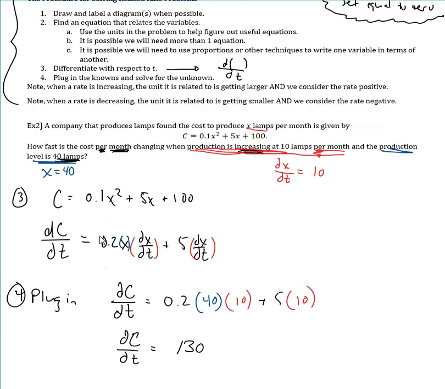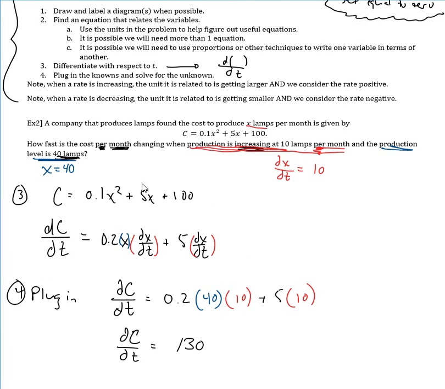But let's make sure we understand what it represents. It's saying how fast the cost per month is changing when production is increasing. Let's make a note: when it says increasing, we know this should stay positive. So this dx/dt should be positive. If it said decreasing, we would make it negative. Increasing means this is positive, decreasing means the rate is negative. It's marked up above, I just didn't read it, so that is a positive 10. So this is positive as well, which means something is increasing.